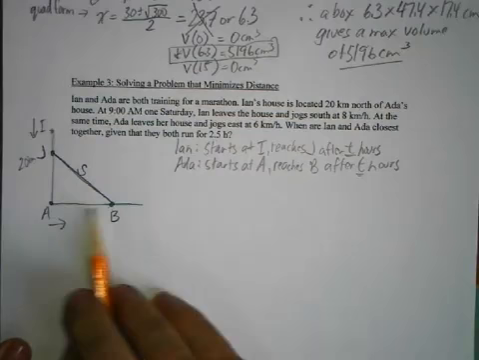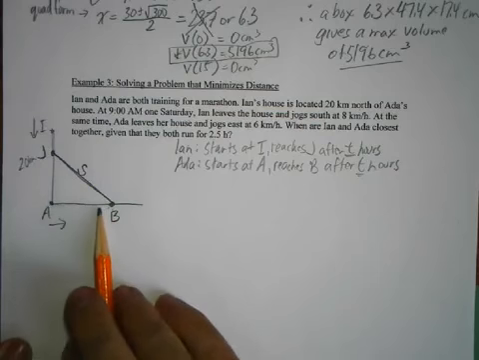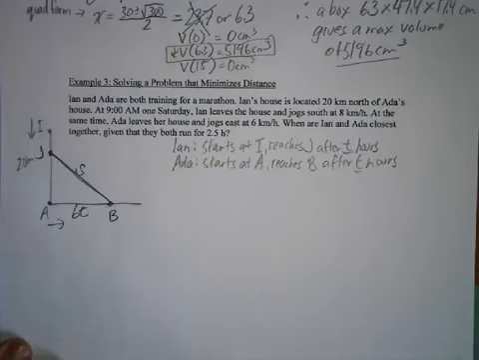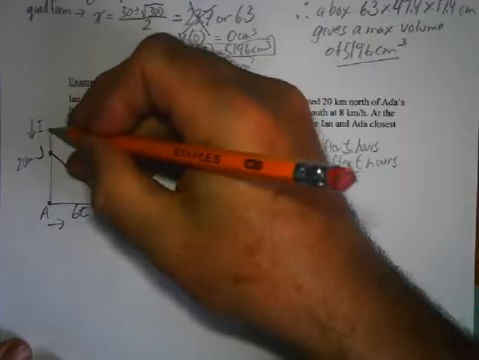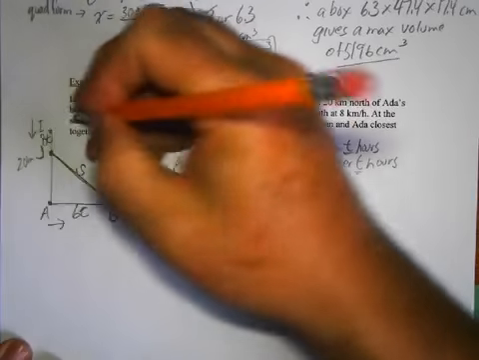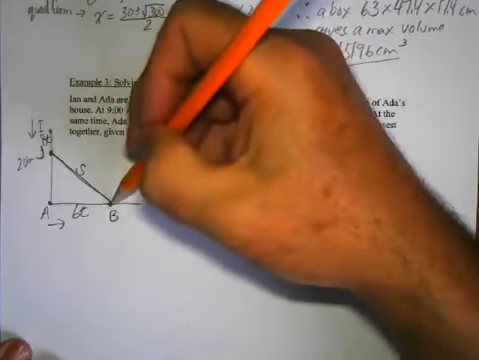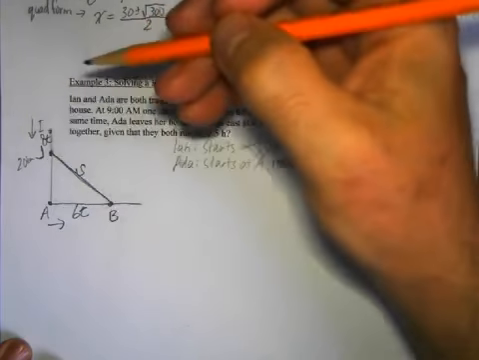So if Ada travels for t hours, she's traveling at 6 kilometers per hour. So the distance she travels here will be 6 times the number of hours. So that will be 6t. Ian travels 8 kilometers per hour for t hours. So going from I to J, that will be 8t, because that's where he started, that's where he ended. Ada was over here, so obviously this is not to scale, but it doesn't necessarily have to be as long as all the information is accurate.